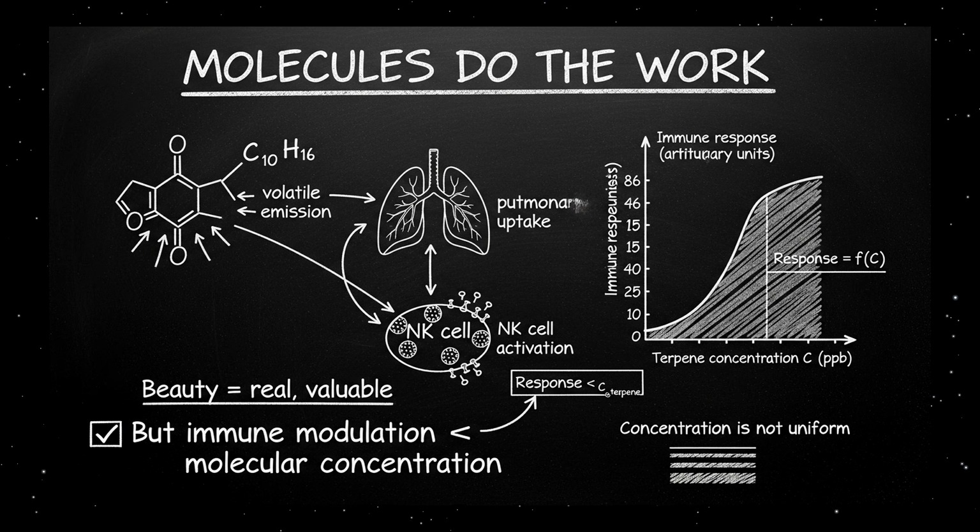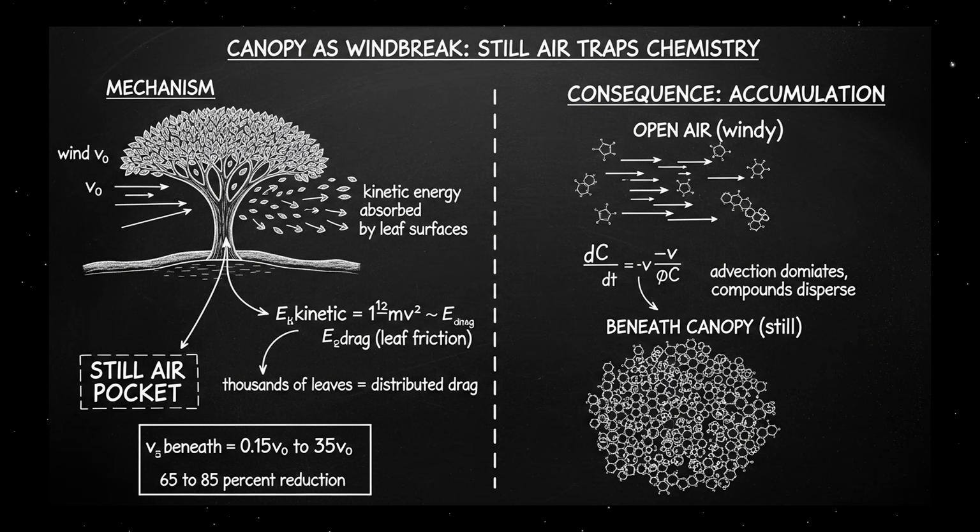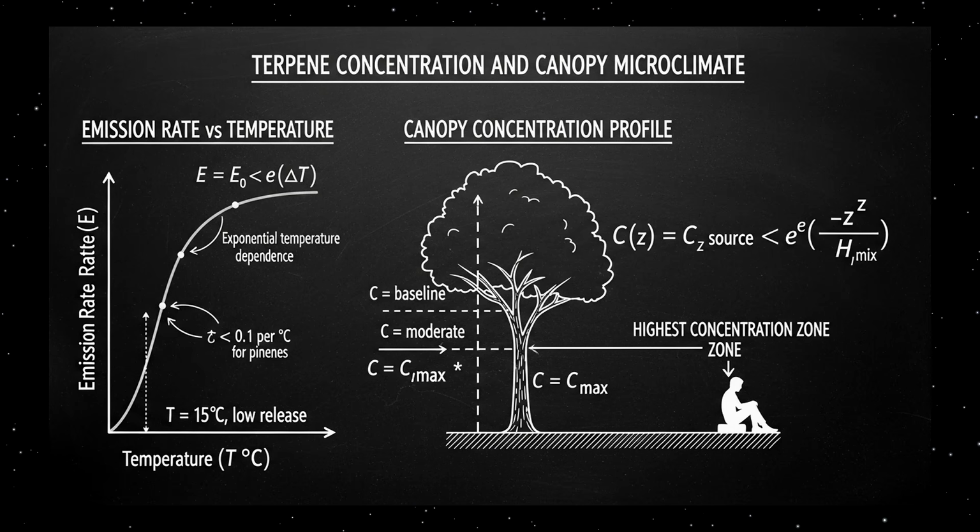Concentration is not uniform. The compounds are released primarily from the leaves and accumulate in the air column directly below the canopy. Wind measurements beneath the tree canopy show air velocity reduced by 60 to 80% compared to open air. The canopy acts as a windbreak, its thousands of leaves absorbing kinetic energy from the wind and creating a pocket of still air beneath. In still air, volatile compounds accumulate rather than dispersing. The highest concentrations of alpha-pinene and beta-pinene in a park or garden environment are found directly beneath the canopy, exactly where a person would sit.